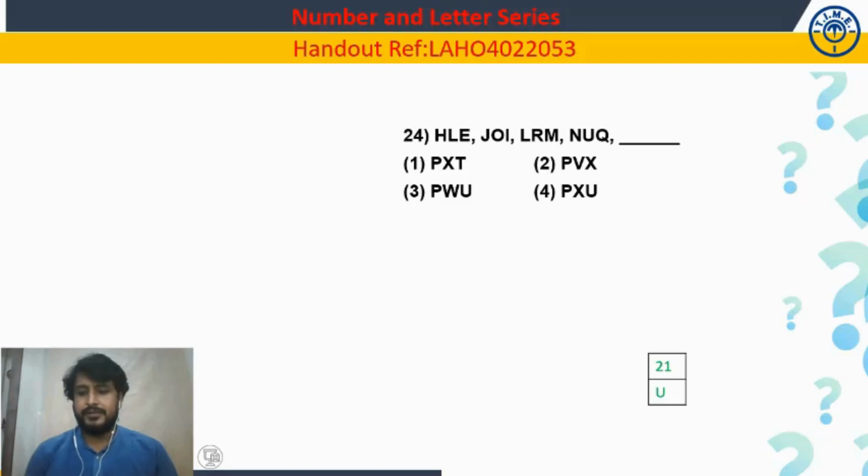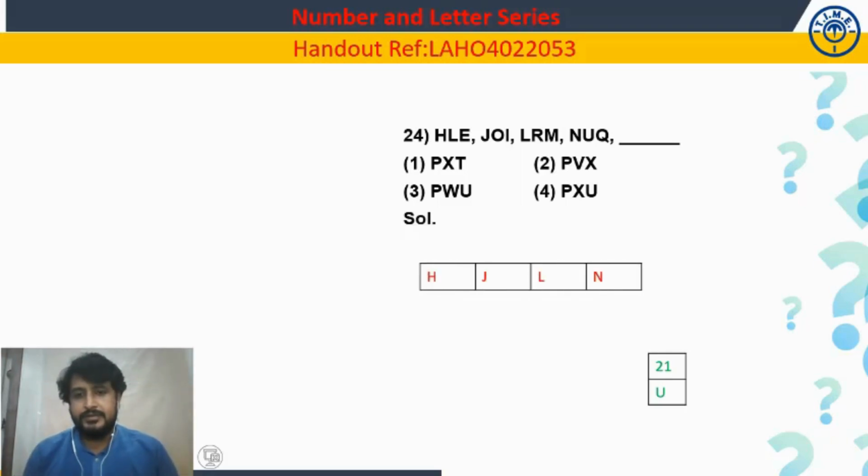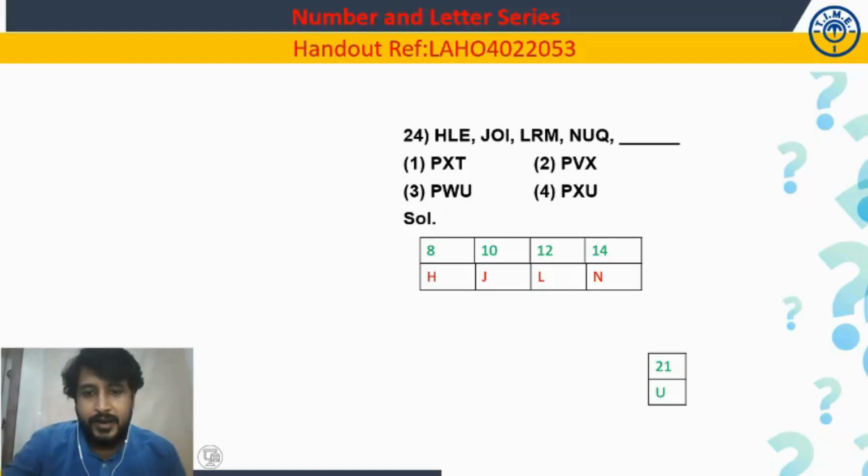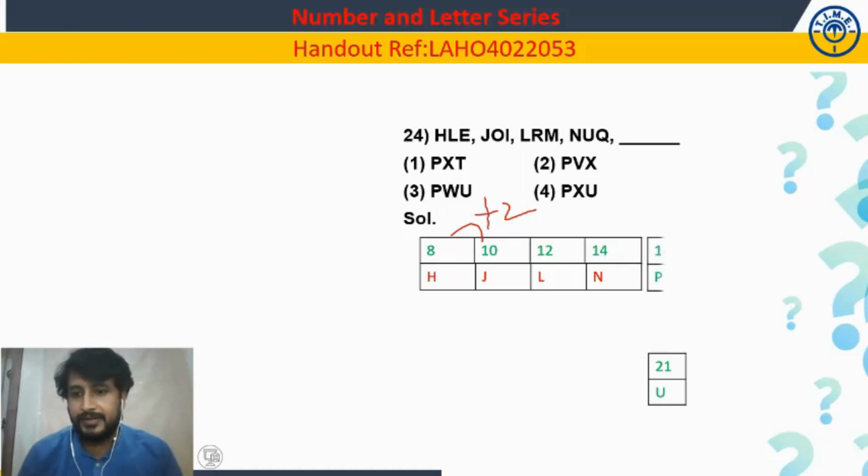Same. Identify the logic in the first set of letters, second set of letters, third set of letters. Otherwise, do with me. What are the first letters? H, J, L, N. We'll solve together. Place values: H is 8, J is 10, L is 12, N is 14. What is the logic? 8 to 10 plus 2, 10 to 12 plus 2, 12 to 14 plus 2. So what will be next? 16. P. My answer should start with P.